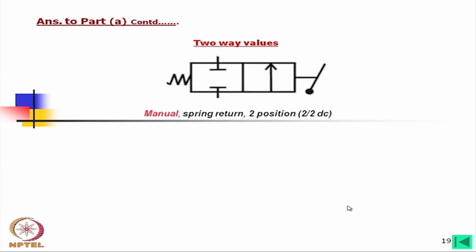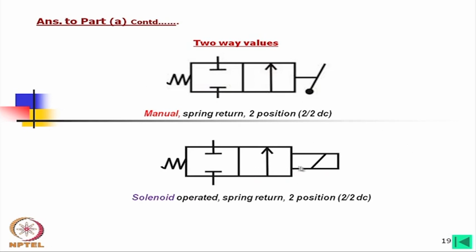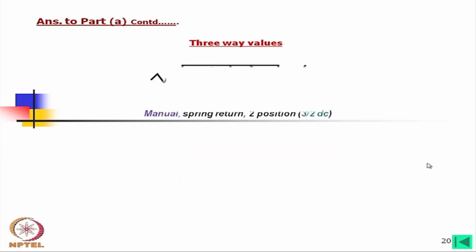Now, 2-way valves. This is a symbol of a 2-way valve. It clearly indicates this is a spring return and manual control 2/2 DC valve. Now, here this is also 2/2, that is a 2-way valve, as well as 2/2 solenoid operated and spring return. Now, 3-way valves. 3-way valves means there are 3 ports.